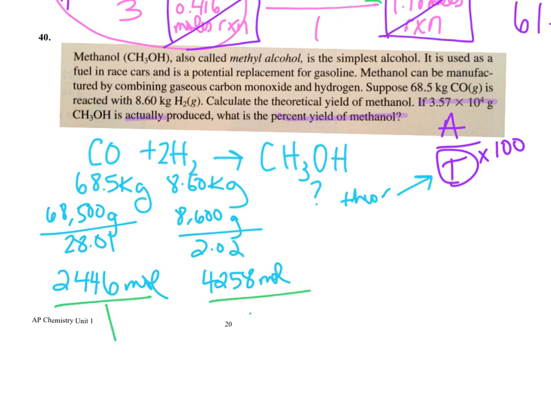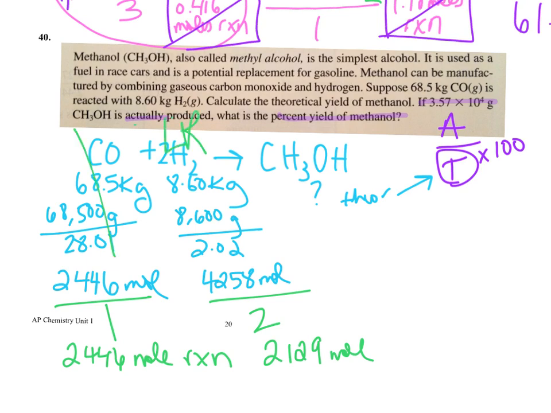Now, in order to figure out the limiting reactant, I'm going to divide both by the coefficient in the balanced equation to get moles of reaction. This gives me 2446 moles of the reaction. If I used my hydrogen, it would give me, math is hard, 2129 moles. Well, that's going to be less moles of reaction than the CO, so this is my limiting reagent. This is an excess, so I'm going to do stoichiometry from there to there to figure out what my theoretical yield will be.